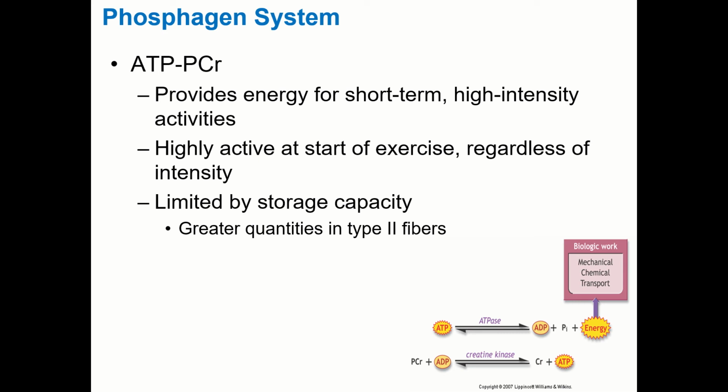The stores of phosphocreatine relative to ATP are 4 to 6 times higher, so we store a lot more phosphocreatine, but again, it's still a pretty big, heavy molecule in muscles. It makes them heavier. Because of that, we can't store all that much of it.